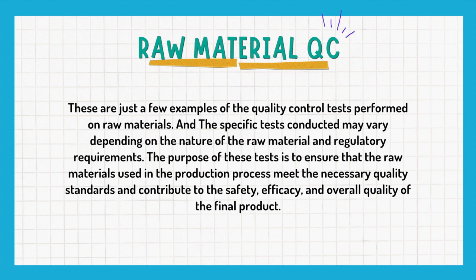These are just a few examples of the quality control tests performed on raw materials. The specific tests conducted may vary depending on the nature of the raw material and regulatory requirements. The purpose of these tests is to ensure that the raw materials used in the production process meet the necessary quality standards and contribute to the safety, efficacy, and overall quality of the final product.